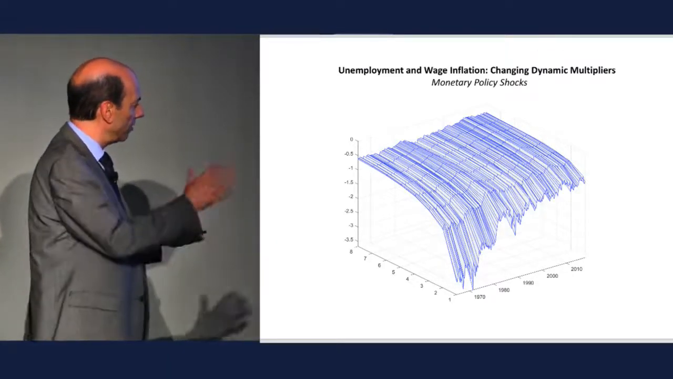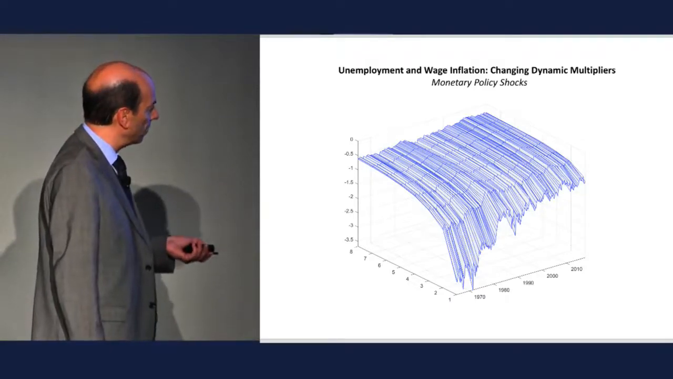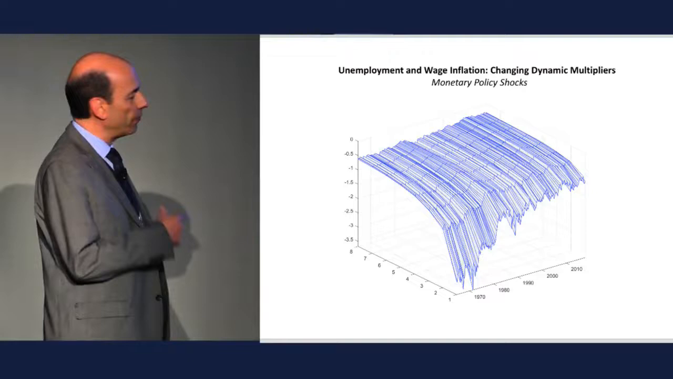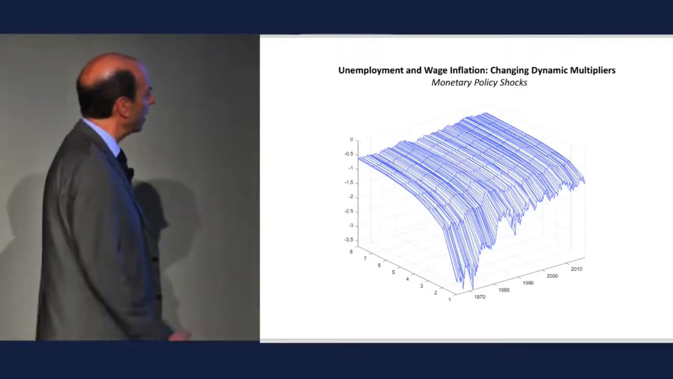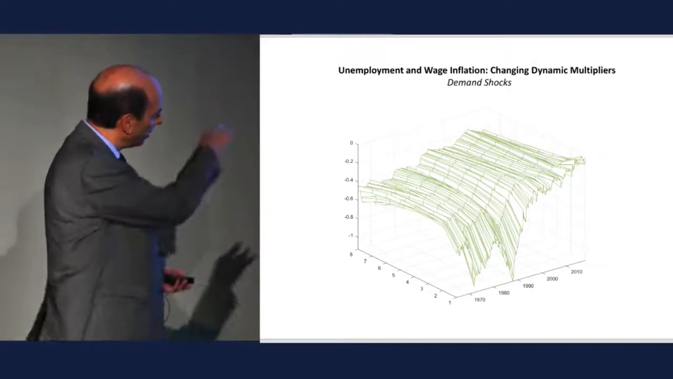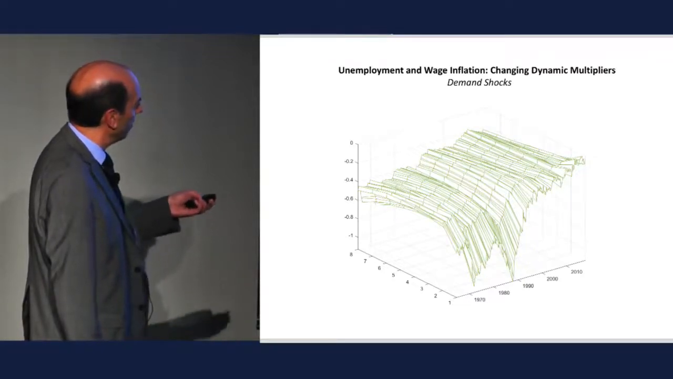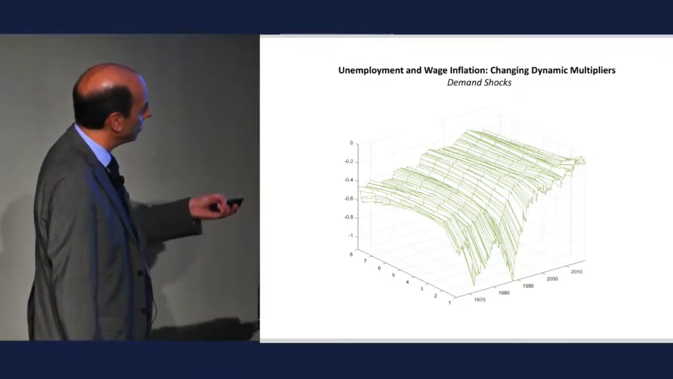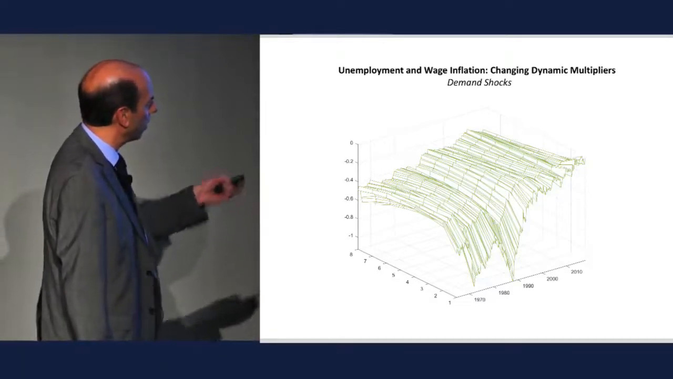Okay. So this contrasts a bit with some of the evidence that we showed earlier. This is the same, but in response to demand shocks, the non-monetary demand shocks. And again, the picture is very similar. It's a bit more rugged, but you can see that over time that multiplier declines in absolute value, both in the short run and at longer horizons.